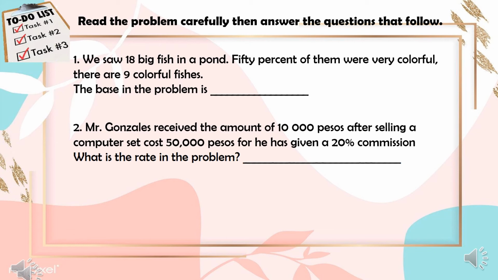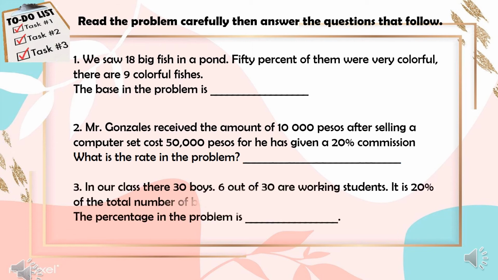50% of them were very colorful, and there are 9 colorful fishes. So the base in the problem is blank. For number 2, Mr. Gonzalez received the amount of 10,000 pesos after selling a computer set costing 50,000 pesos, for which he was given a 20% commission. What is the rate in the problem?